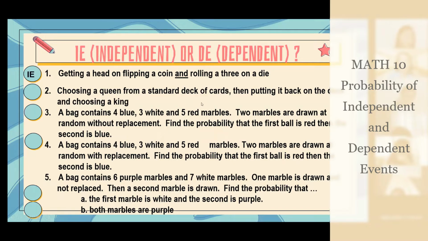Number 2, Johannes, what is your answer? Choosing a queen from a standard deck of cards, then putting it back and choosing a king. So, what is the important keyword here? Putting it back. Johannes, what is your answer? Is it IE or DE?